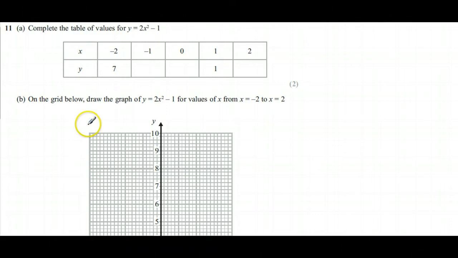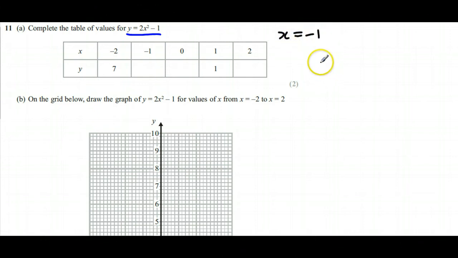Hi there, this is question 11 from the June 2012 Unit 3 Edexcel higher paper. We're looking at plotting a quadratic using a table of values. What we have to do is take these x values where the y value is missing, so -1, 0 and 2, and substitute them into our equation, which is up here, and get the values and then plot them onto the graph.